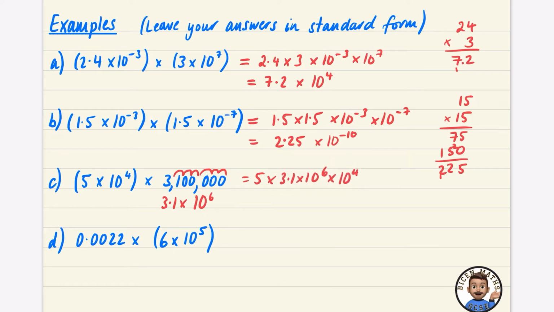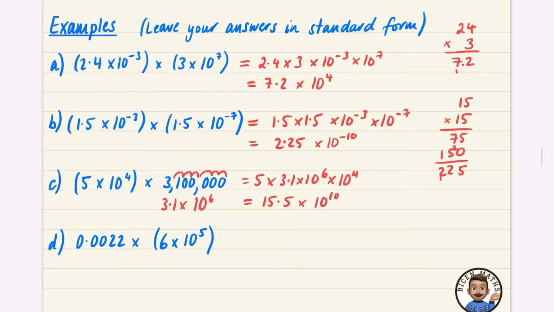So I've got the numbers first, and then I've got the powers. Well, 5 times 3.1: the 5 times the 3 is the 15, and the 5 times the 0.1 is 0.5. So it's 15.5 multiplied by 10 to the power of 10. But this number is not in standard form, and we want it to be in standard form.